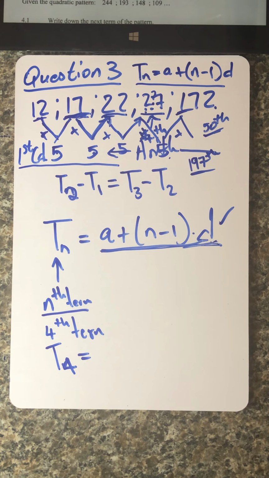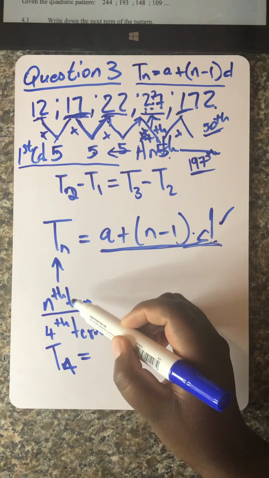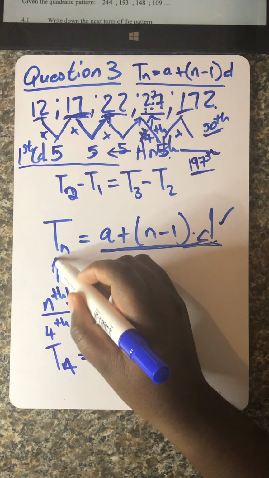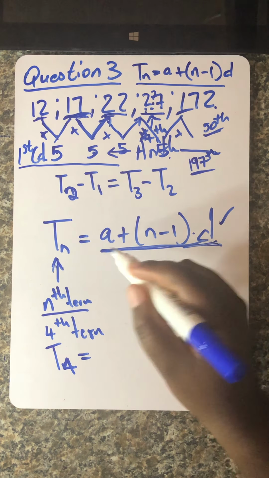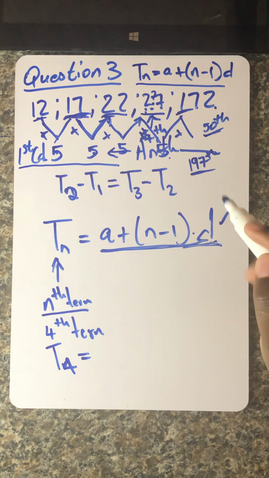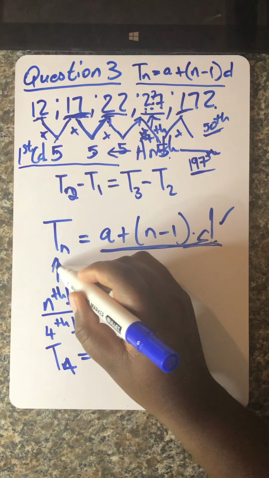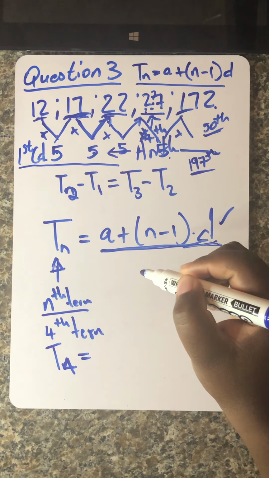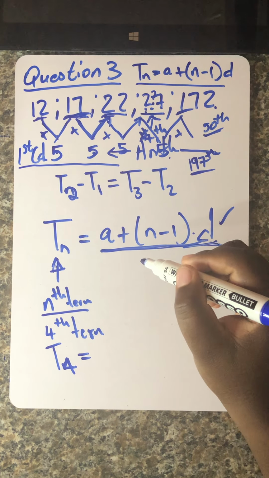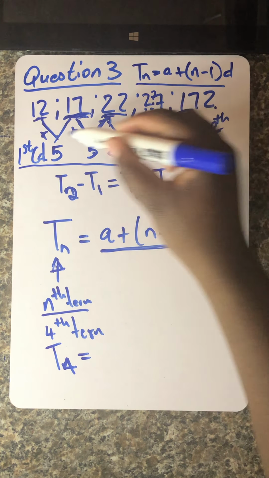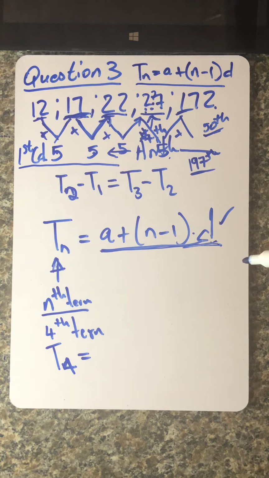So ladies and gentlemen, that's what I've been trying to explain with regard to the nth term. In conclusion, Tn refers to the nth term, the number of the term in that sequence, not necessarily that sequence, but any given sequence.